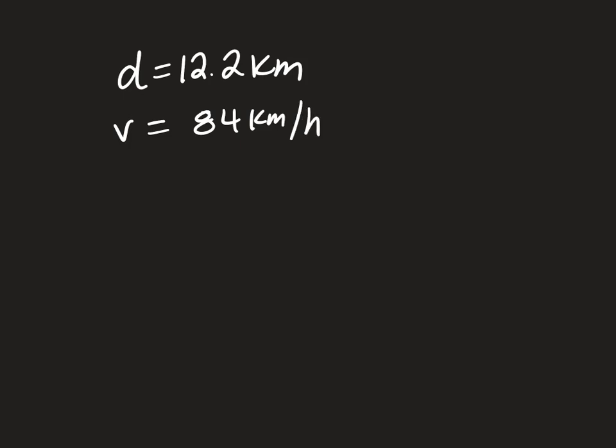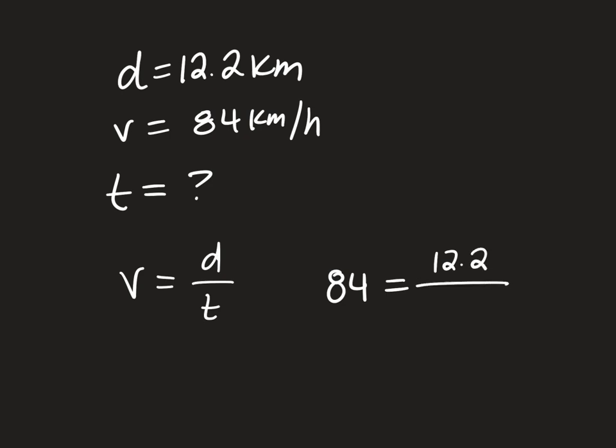All right, so an ambulance needs to travel 12.2 kilometers to the hospital if it can maintain a speed of 84 kilometers per hour. How long does it take in minutes to get to the hospital? So, again, we have speed equals distance over time. What is time equal? We don't know. All right, so then that means we have 84 is equal to 12.2 over t.